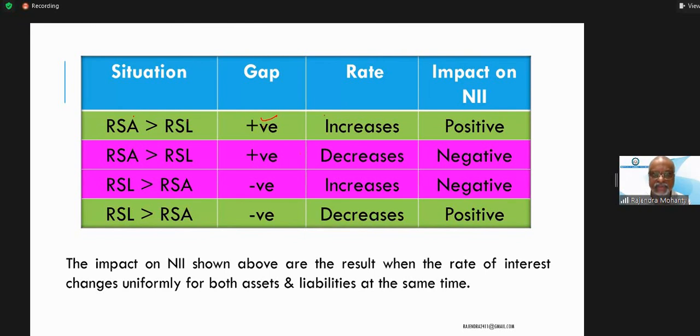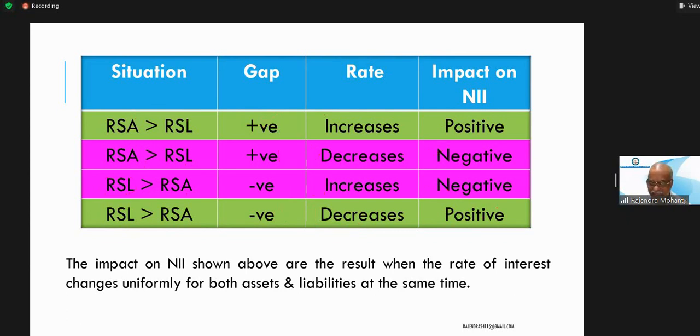In the same situation, suppose RSA is more than RSL and the gap is positive, if interest rate decreases, the impact on NII is negative. When the reverse is there, RSL is more than RSA, the gap is negative. If the rate of interest increases, then the impact will be negative, because simply we are paying more here. Because of the increase of the interest rate, liabilities will be paid more. So NII will be negative. If the interest rate decreases, then definitely it will be positive.